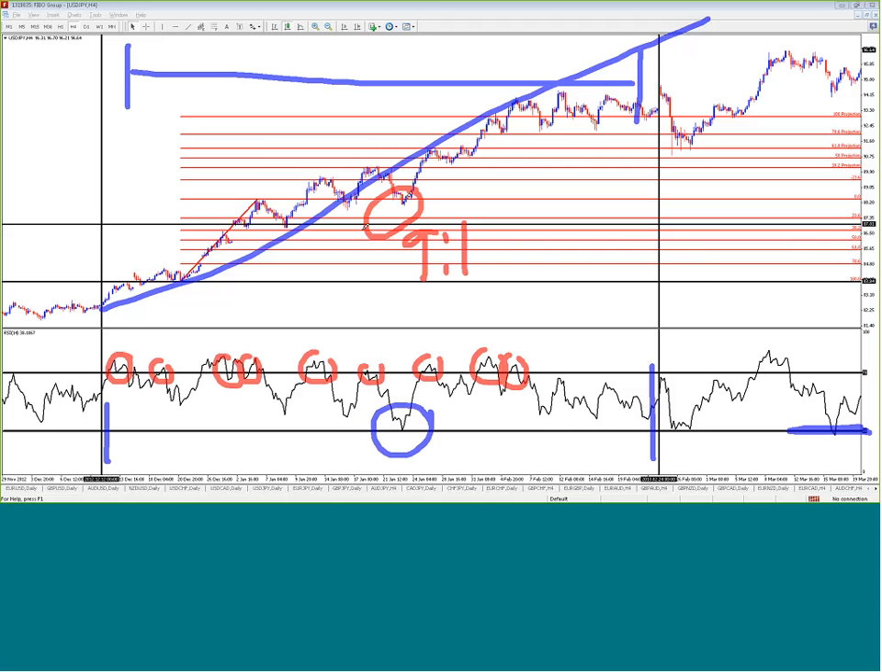If we had taken the sell signal, we would have sold here, maybe got stopped out. Here, maybe stopped out, maybe made money, who knows. Here it broke out. Here it broke out.